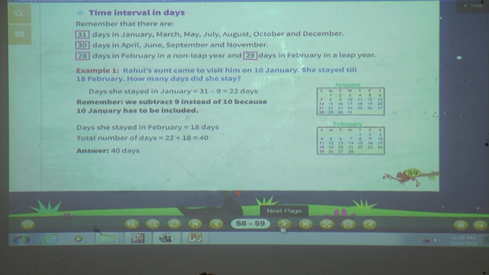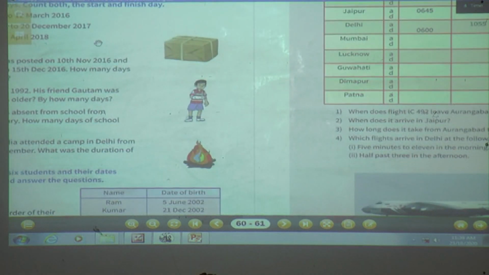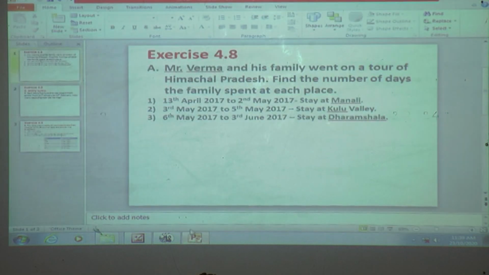Is that clear? Yes. In the same way we are going to solve our exercise 4.8. Now see the first example. Mr. Verma and his family went on a tour of Himachal Pradesh. Find the number of days the family spent at each place. Now see, this question we are going to solve now.